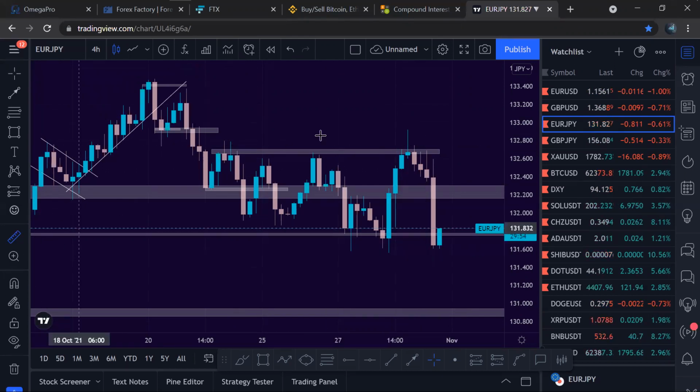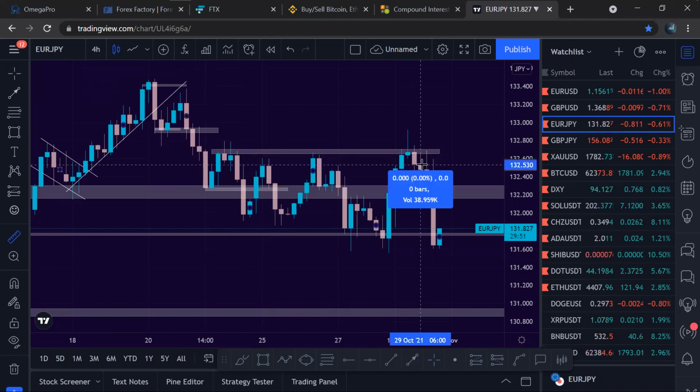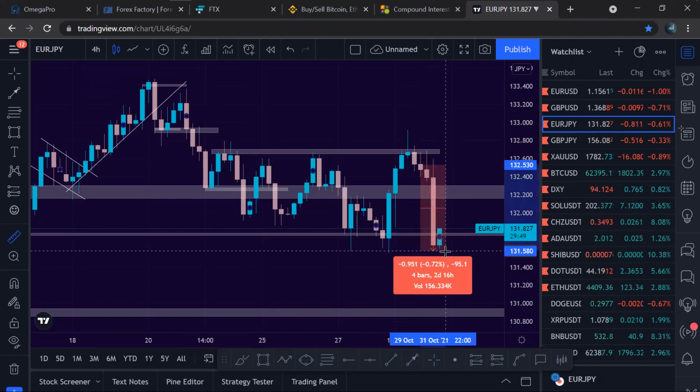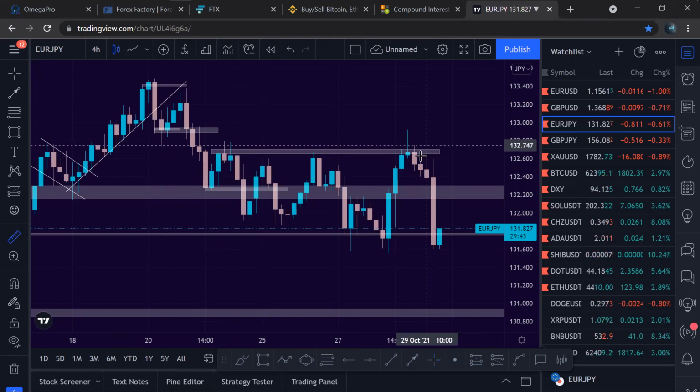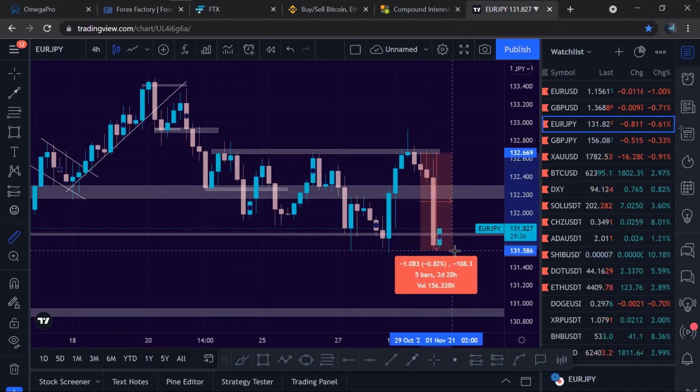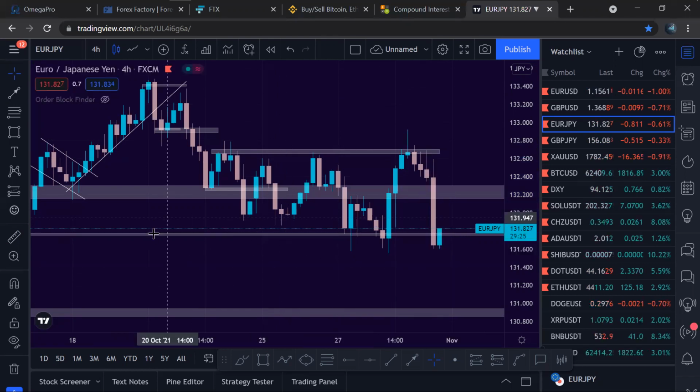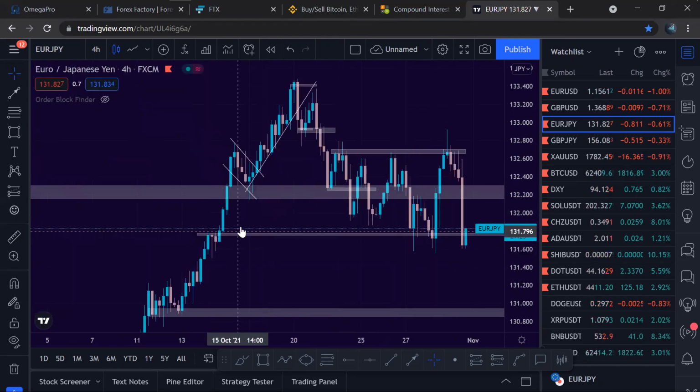Actually, this pair dropped from there to here. It dropped for 96 pips from where the entry signal gave. Some people can enter from here, those who are aggressive traders, and they will book 108 pips for themselves.